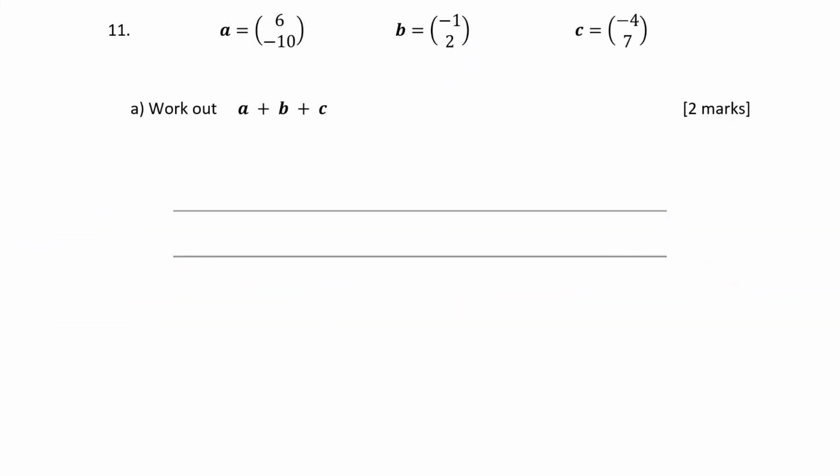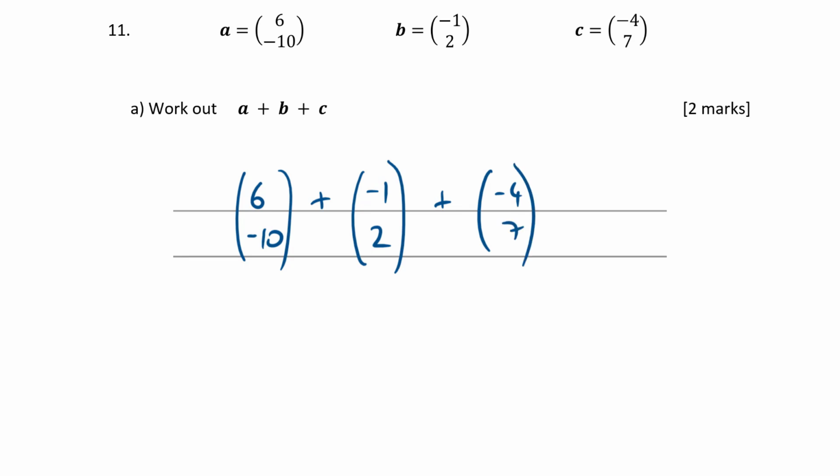Question 11. I've been given A, B, and C as column vectors, and I need to work out what A plus B plus C is. Okay, so if I want to add these three vectors together, I'm going to be adding (6, -10), I'm going to be adding on (-1, 2), and C, which is (-4, 7). So when I add column vectors like this, I'm going to be adding the x components together. Those three are going to get added together, and I'm going to add the y components together, the -10, the 2, and the 7.